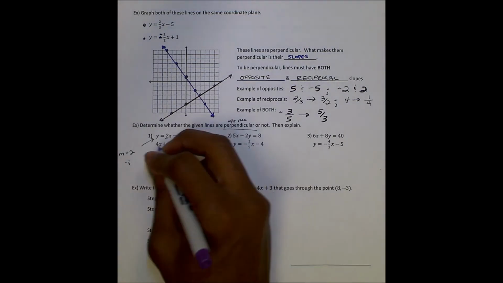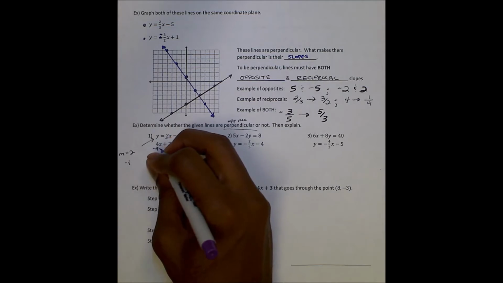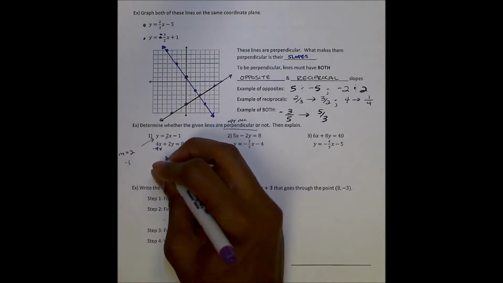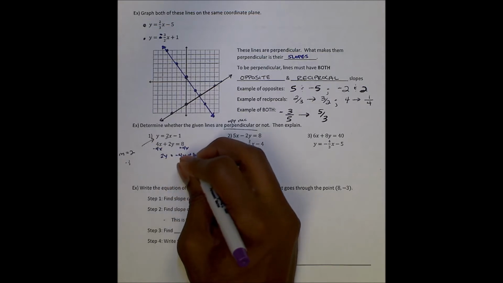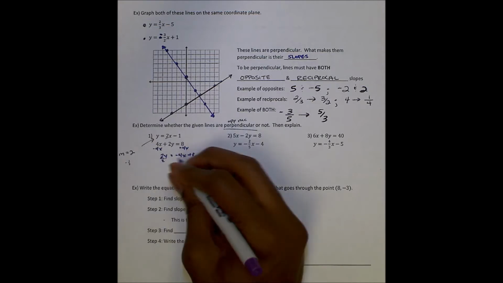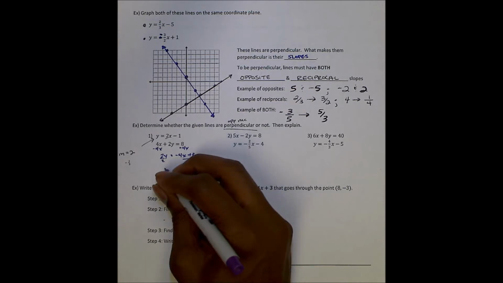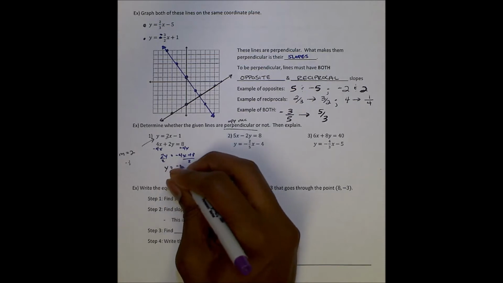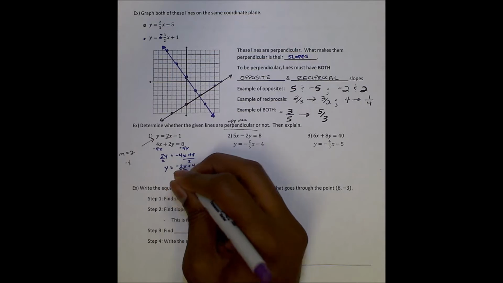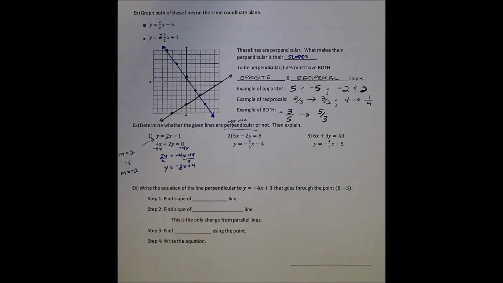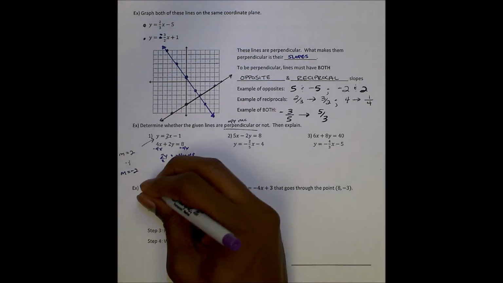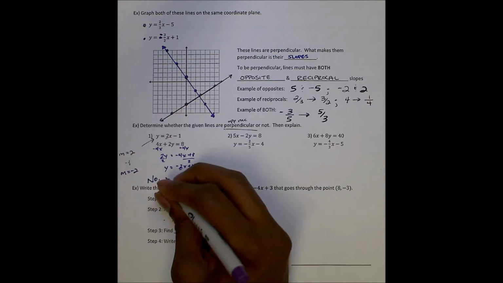In order to find the slope, I want to put it in slope-intercept form. So 2y equals -4x plus 8. Divide by 2. And so I'll get y equals -2x plus 4. My slope is -2. Okay, are these lines perpendicular? No, they are not. It's not the opposite reciprocal slope. It's just the opposite slope.